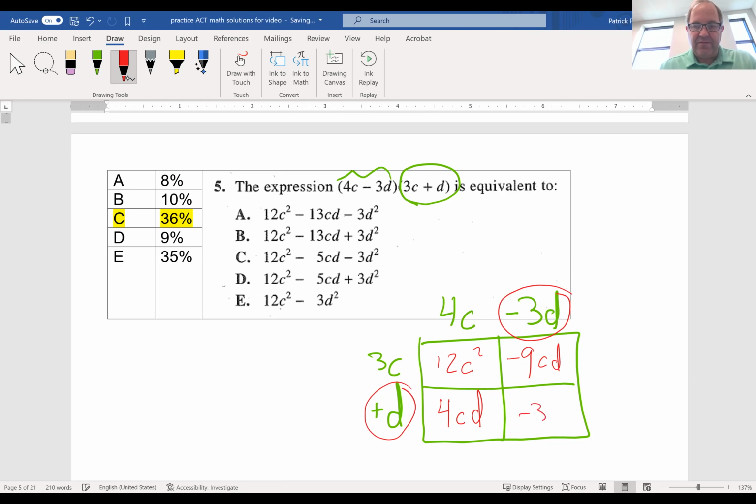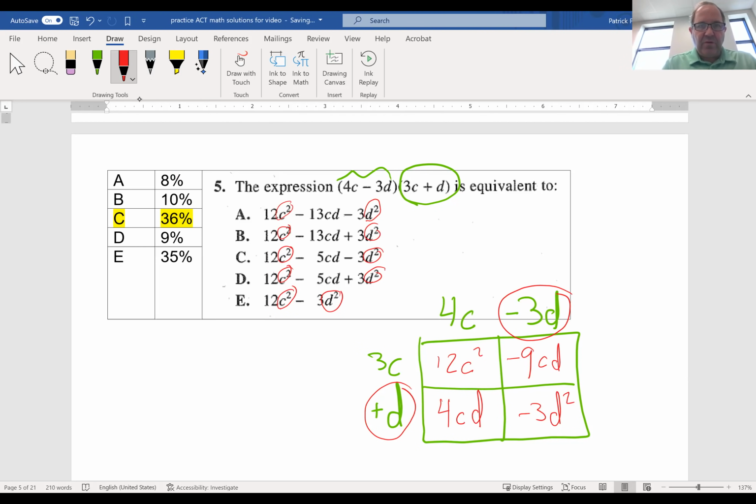Let's continue. Let's multiply the last two together. That would be a -3D squared, right? Because when you multiply, you add the powers. And if you weren't sure it was D squared, you'll see that every single answer has a D squared on it, just like every single answer has a C squared on it. So even if you weren't sure about that, it would work out.